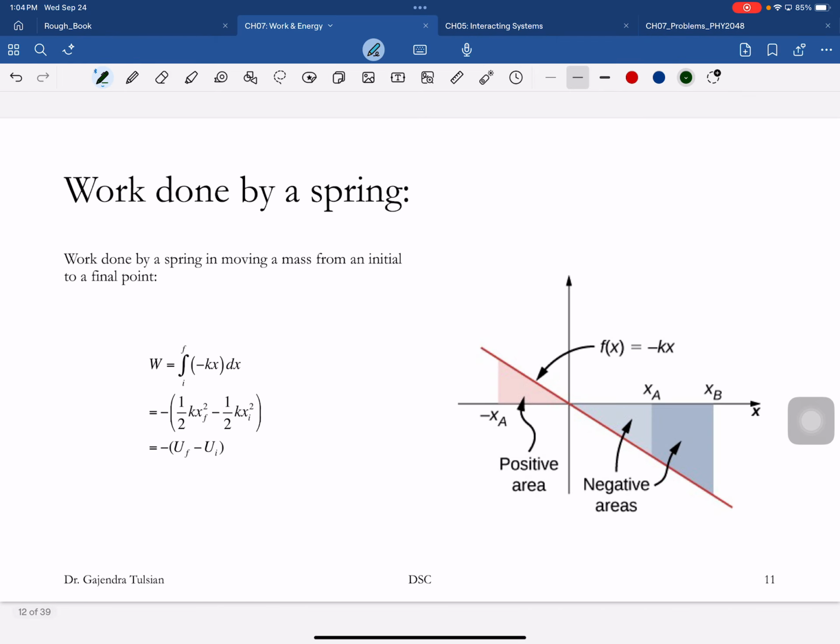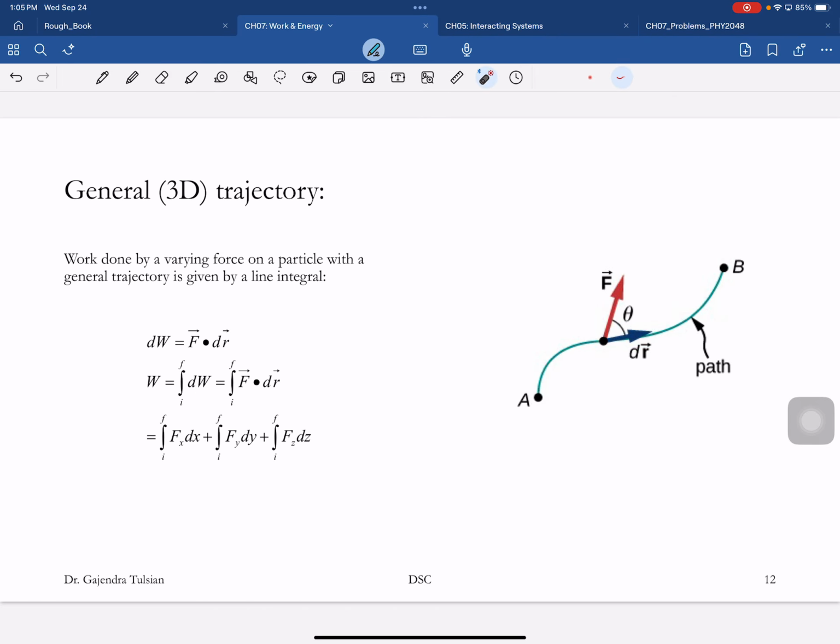All right, so here we go. For a general 3D trajectory, for an object moving like that while you're applying a varying force, the work done on this object in going from A to B is equal to the work done in this segment. There's the small infinitesimal amount of work done in that segment, and then you add up all the little works done. So that's a line integral, and you learn how to do line integrals in Calc 3. For now, we'll just mention it.